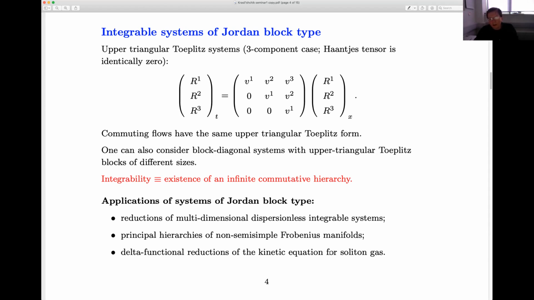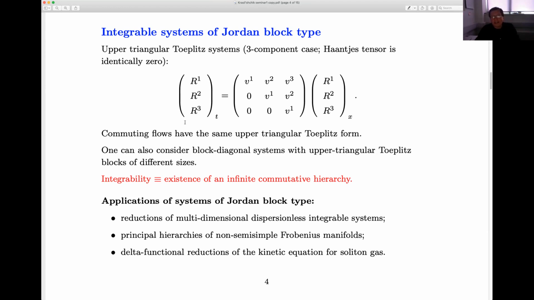For the kinetic equation for soliton gas, the delta functional reduction is a quasi-linear system which has a block diagonal structure, and each block is a 2x2 Toeplitz block of this kind.